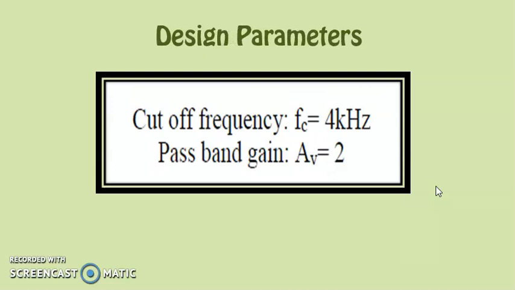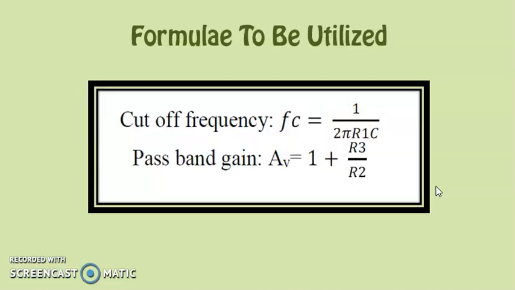The design parameters here are: the cutoff frequency is supposed to be kept at 4 kHz and the passband gain equal to 2. These design parameters are similar to the ones that we discussed for the active low pass filter, so the values of the resistors and the capacitor will come out to be the same. For the cutoff frequency, we know the formula is Fc is equal to 1 over 2 pi R1C1, and the passband gain is equal to 1 plus R3 over R2.